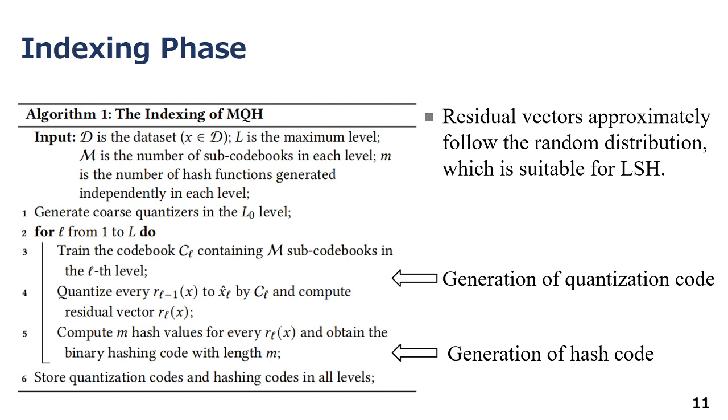The indexing phase of MQH is simple. As discussed earlier, we first generate the code by quantization and then generate the hash code based on the residue vector. Because vector quantization is a learning-based technique, it is suitable for the distributions of real datasets. On the other hand, theoretically, LSH is most suitable for random distribution because of random projection. Generally, the distribution of real datasets is very different from the random distribution, but the distribution of the residue vector after quantization is much closer to the random distribution, which also suggests applying LSH to these residue vectors.